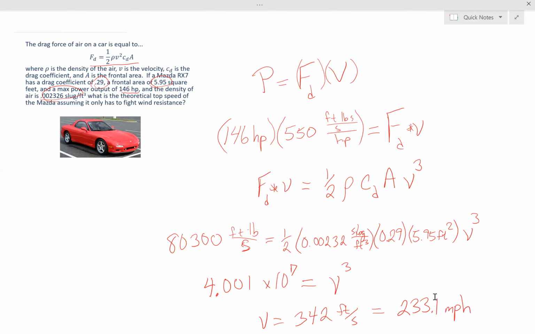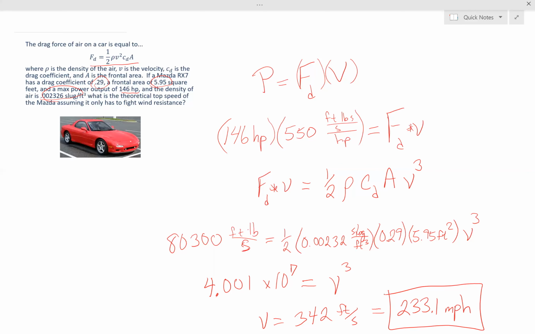Now, the one thing that you should take into consideration is that while this is the theoretically found value, we do want to consider: is this realistic? One thing that we can observe is that obtaining 233 miles per hour is highly unlikely, and therefore there are obviously other things that we have not taken into consideration that are causing this car to not be able to completely convert its power to this kind of velocity. There must be more than just wind resistance slowing it down.